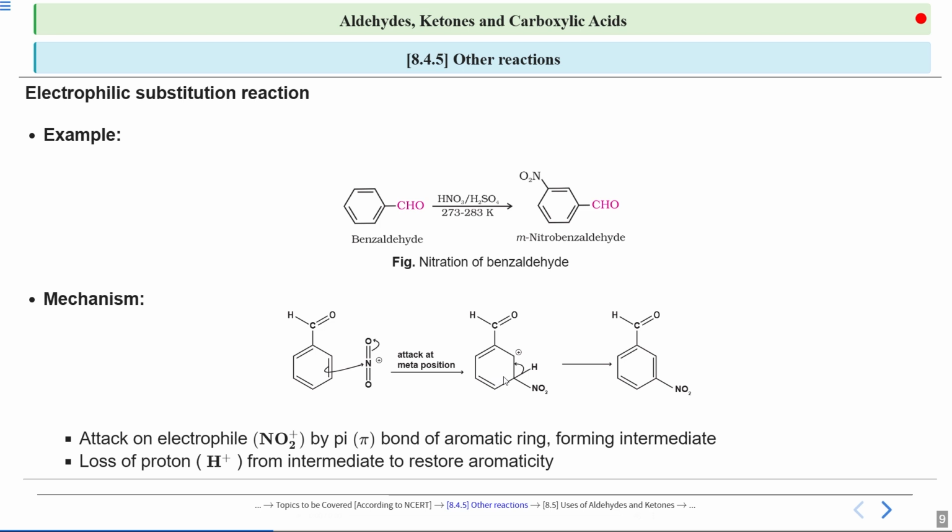Okay, and after you get this intermediate, there is this proton which is getting lost, so that it could restore the ring aromaticity. Okay, so you will see that the NO2 group comes and attaches at the meta position. Okay, I hope this is clear.